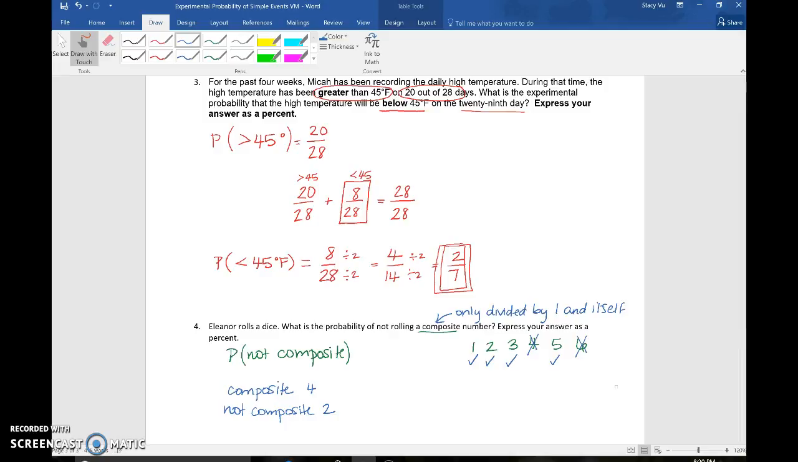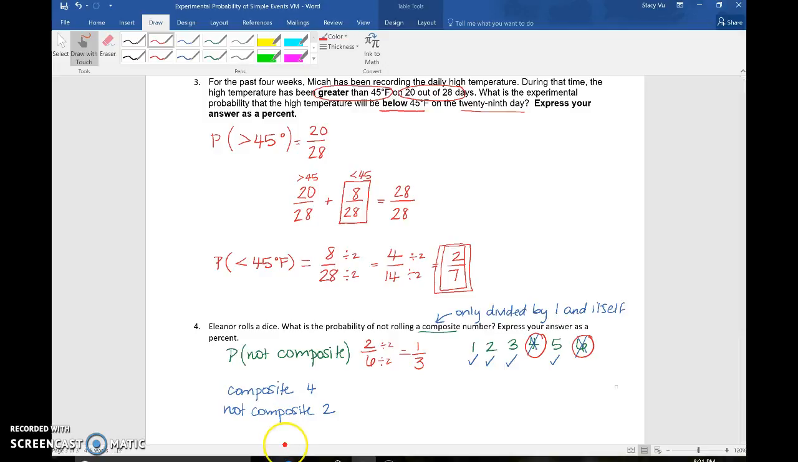Okay, so 4 of them are composite numbers, 2 of them are not. I'm trying to find the probability of it not composite. So I'm trying to use 4 and 6. So there are 2 out of 6 that are not composite. And of course, we have to make sure that we simplify it. So we can divide by 2, divide by 2. So it's 1 over 3 that are not composite.